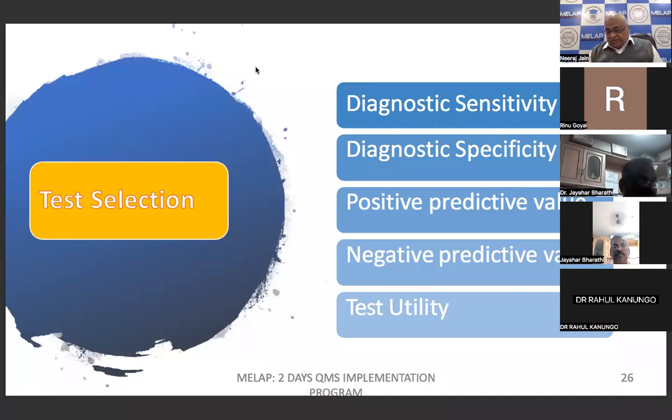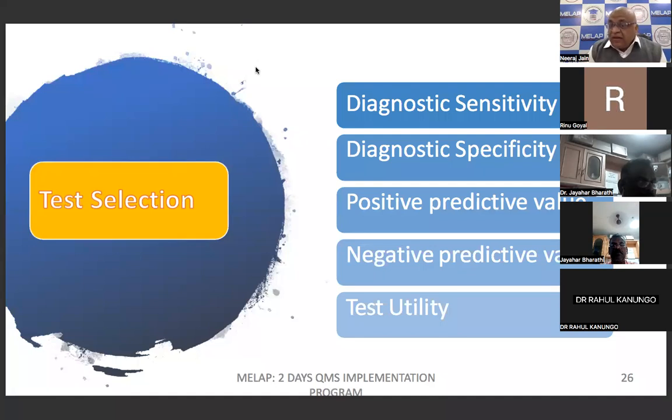And you must have seen during COVID-19 time, we used to say positive predictive value of this rapid antigen is high, but negative predictive value is not so high. If this rapid antigen is coming positive, you can say a patient is suffering from COVID-19. But if test is negative, you cannot rule out the possibility of COVID-19. You have to go for RT-PCR. Test utility is decided by these things.